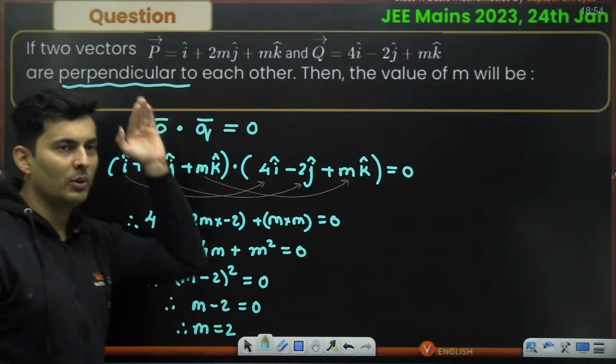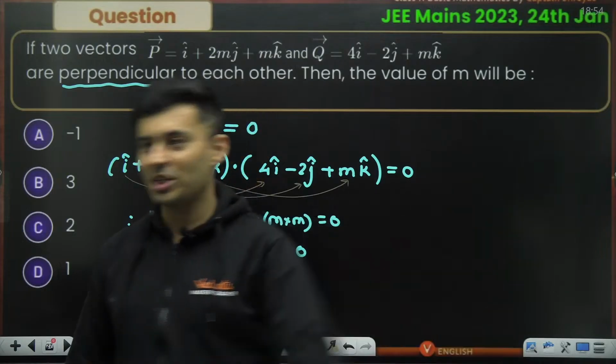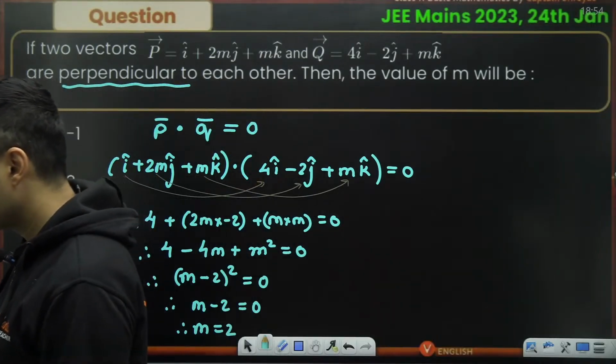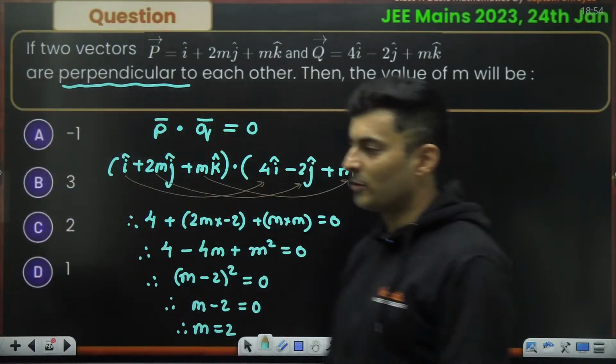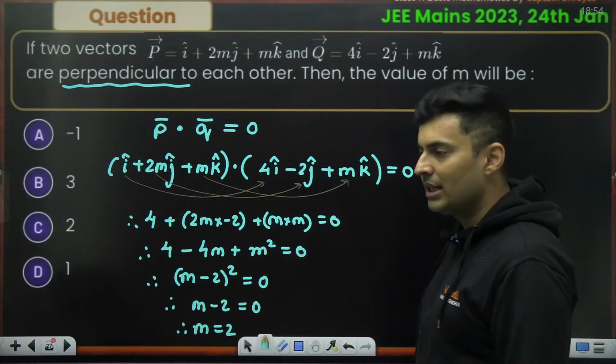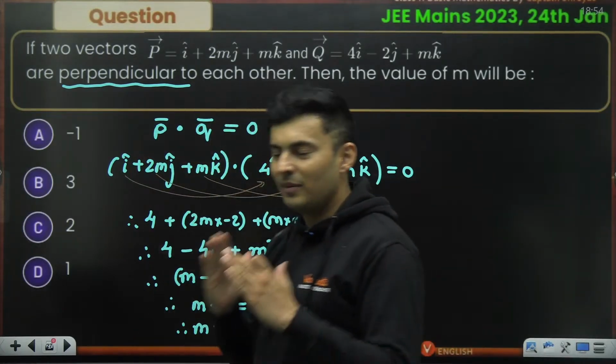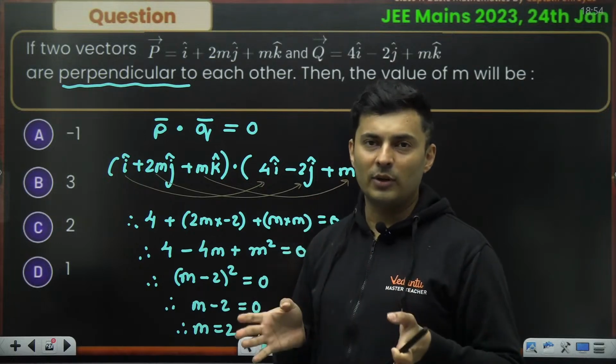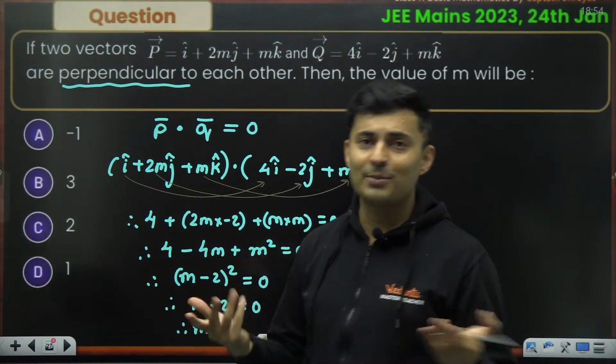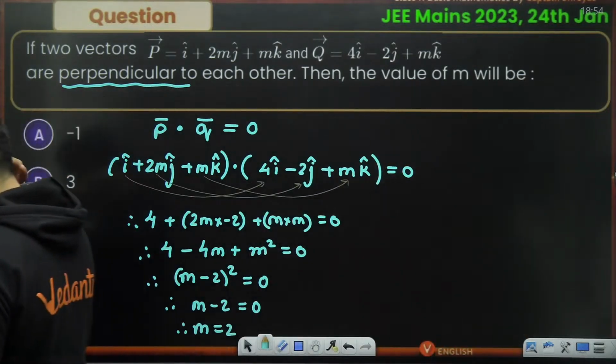So that's how you have found out the unknown. This was a JEE question asked in 2023. Yeah, this kind of questions can also come in your JEE entrance exam. Perpendicularity test. Whenever two vectors are perpendicular, the dot product is 0. If dot product is 0, the vectors are perpendicular. Perfect. Okay.